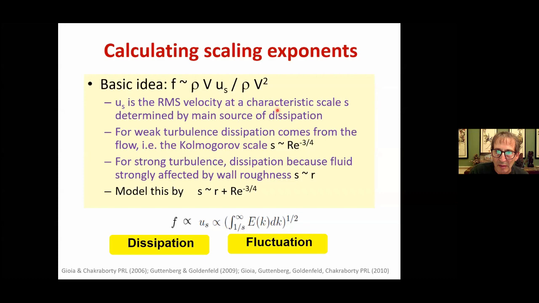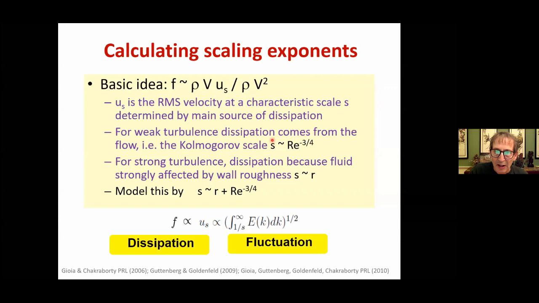And what they argued was the following. I'm really changing their argument a bit because I think the original argument isn't really quite correct. But I think I'd say it like this. At intermediate Reynolds numbers, still in the turbulence regime, the main dissipation is going to come from the flow. And so the scale of this characteristic velocity is going to be set by the Kolmogorov scale, and that scales as Reynolds number to the 3/4.